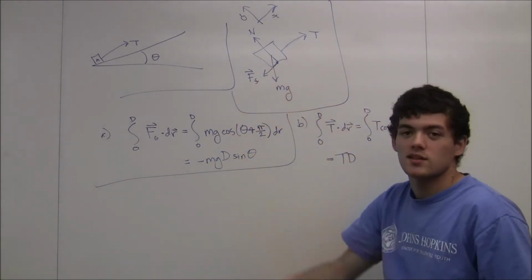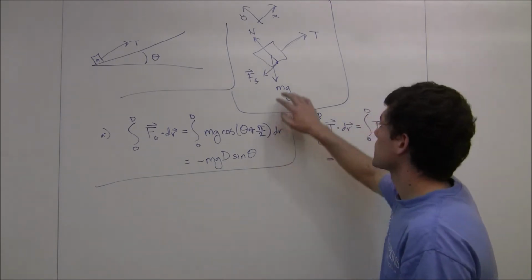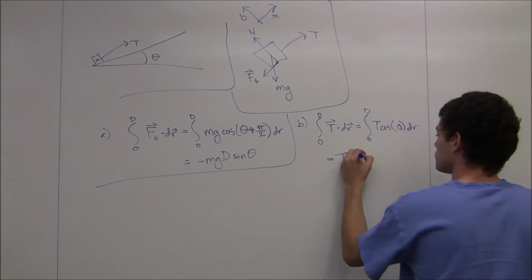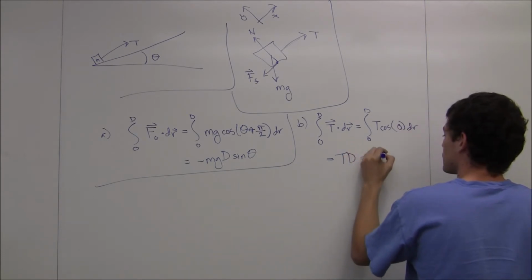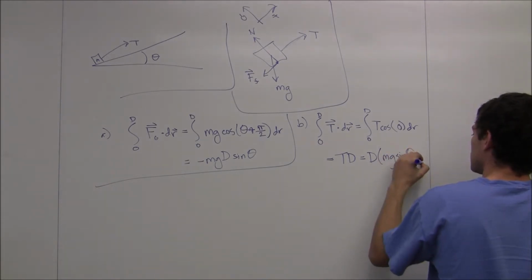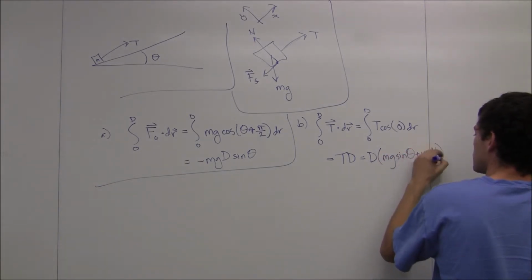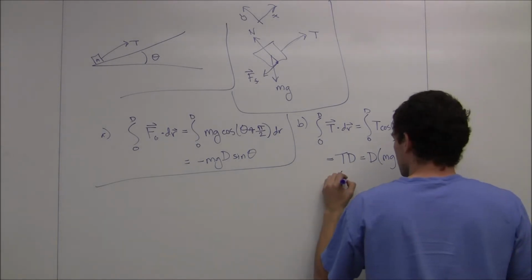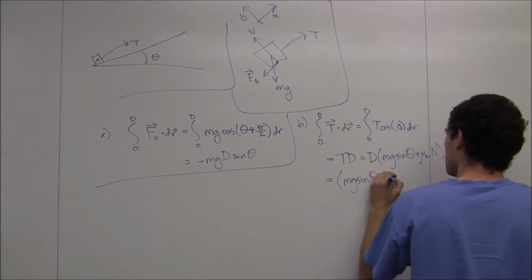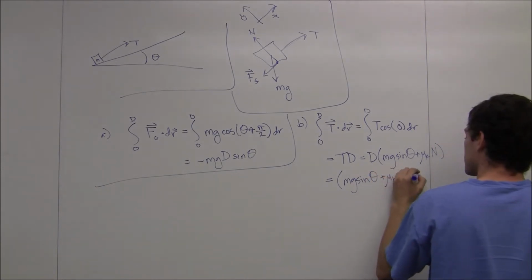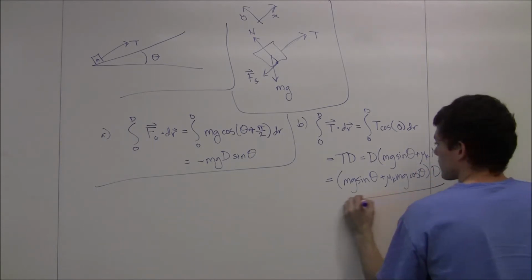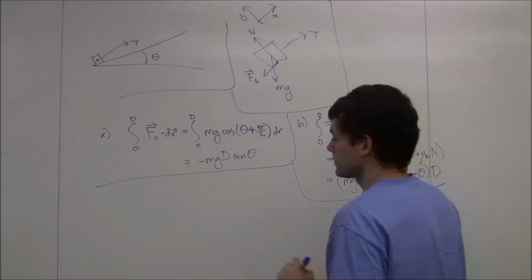So the tension force, since the block is not accelerating, is just going to be equal to mg sine theta plus the force of friction. So it's d times mg sine theta plus mu k times N, which is equal to mg sine theta plus mu k mg cosine theta, since that's going to be the normal force, times d. So that is the work due to the tension force.